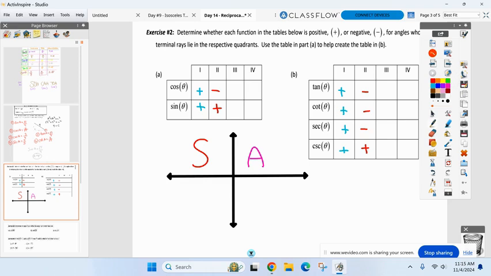Before you walked in today, what's the only thing you knew was positive in the third? Nothing? I thought nothing was positive. There's an N here? T. All students take. And what did the T stand for? Tangent. So tangent is positive in the third, which means what else must be positive now? Cotangent. Yep. Everything else? Negative.